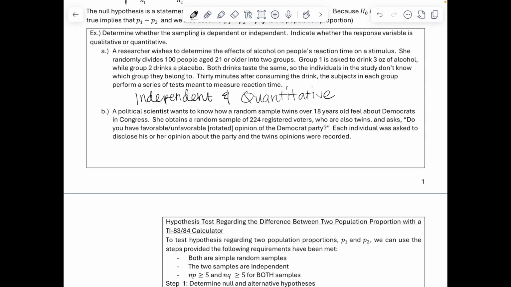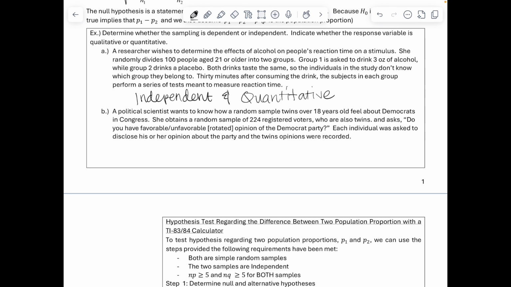Part B says a political scientist wants to know how a random sample of twins over 18 years of age feel about Democrats in Congress. She obtains a random sample of 224 registered voters who are also twins and asks, do you have a favorable or unfavorable opinion about the Democratic Party, and she rotates that wording. Each individual was asked to disclose his or her opinion about the party, and the twins' opinions were recorded.